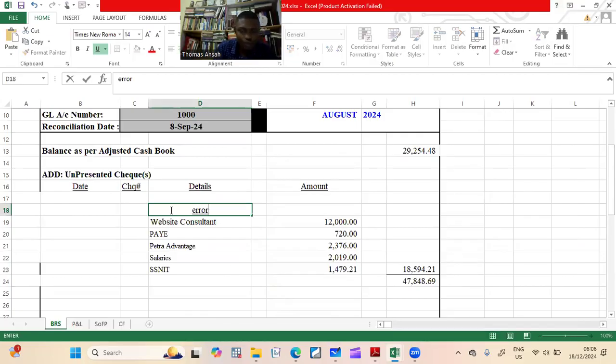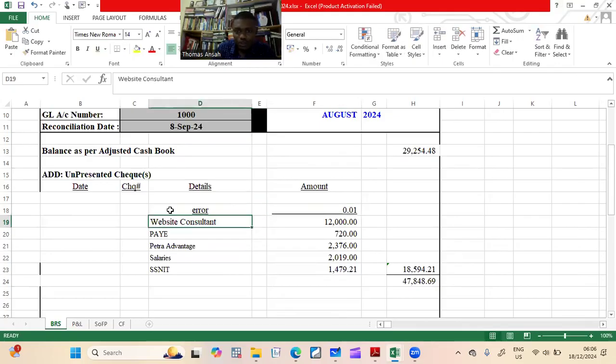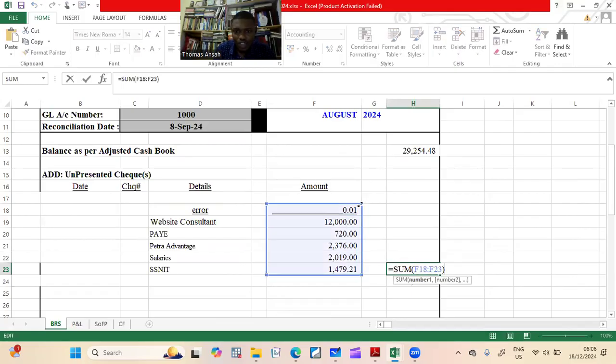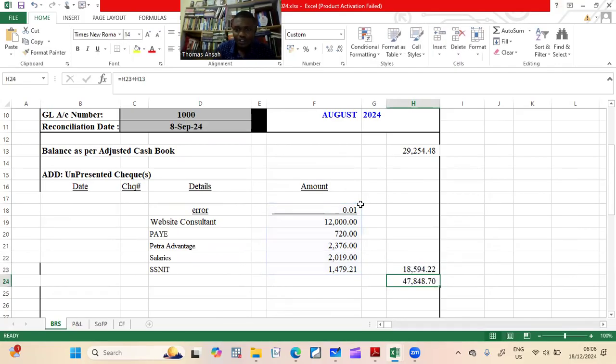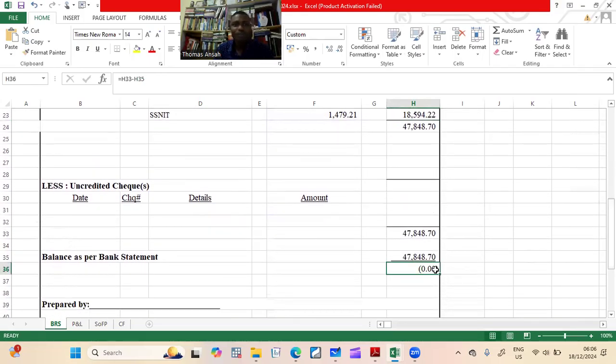So a bank error resulting in an increase, just at 0.01. It means that this figure, I just need to add it here. Once it is added here and you go down, see, it has balanced. So that is what we do in the offices. What you learn in the classroom is the same thing we do in the office. So learn it well so that when you get there, you won't be found wanting.